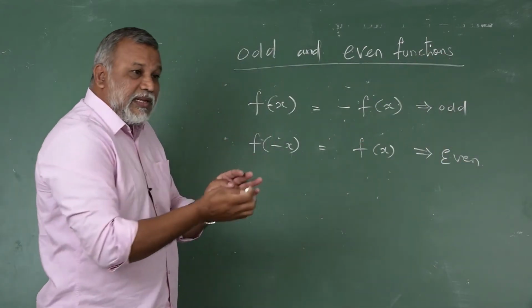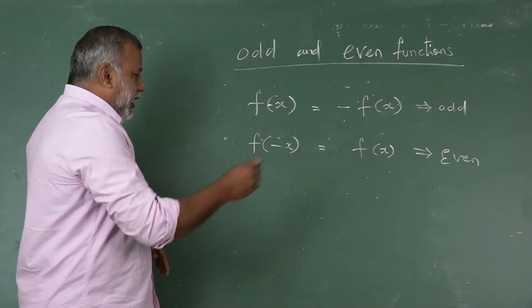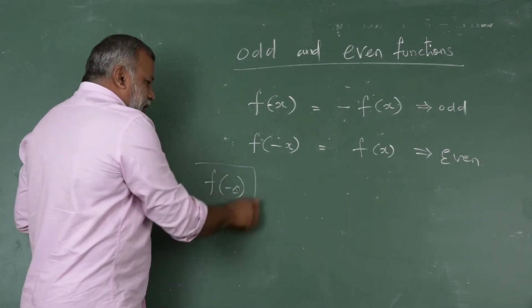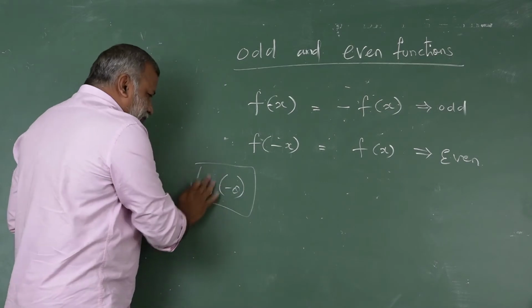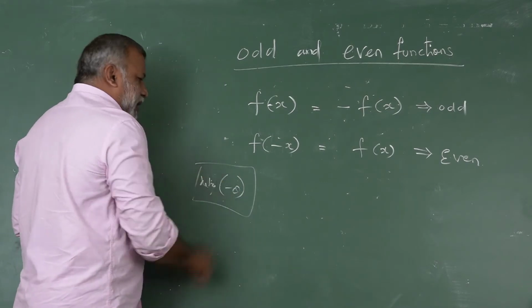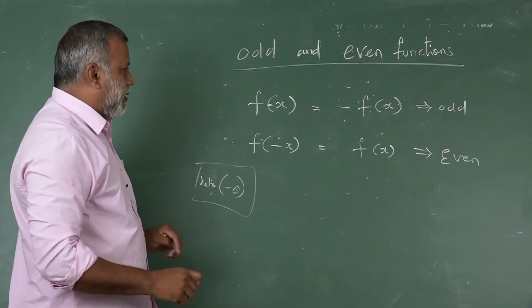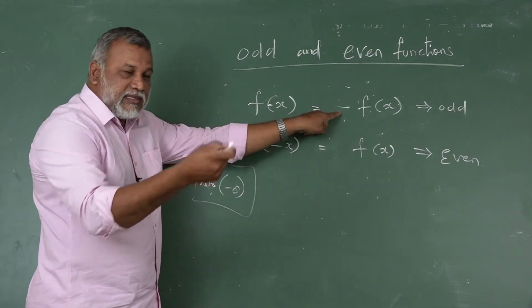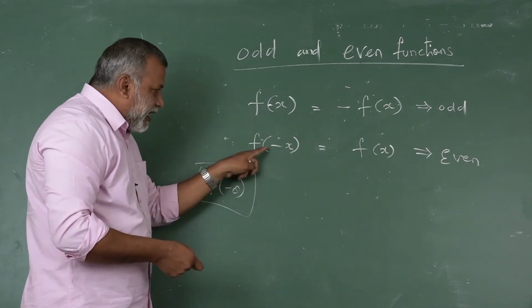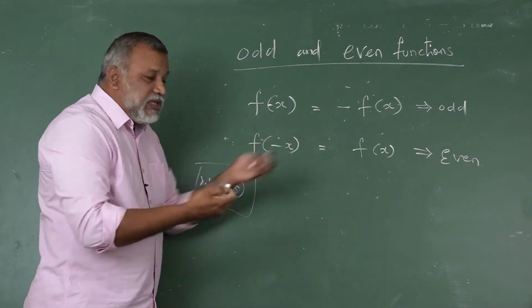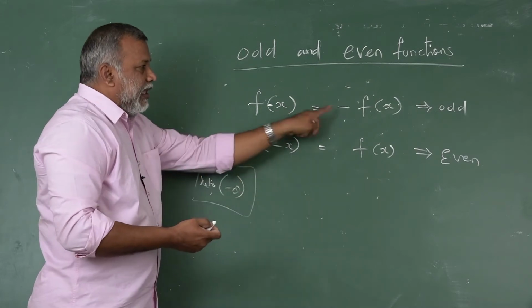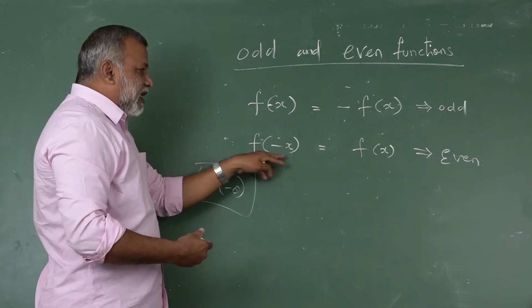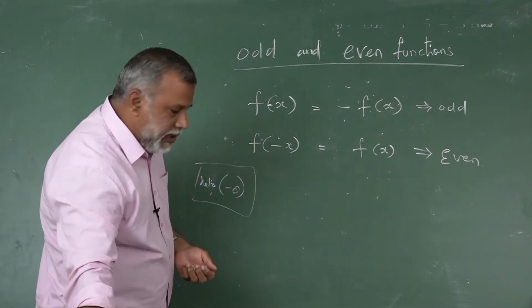We already discussed the same concept in ratios of minus theta. Consider the ratios of minus theta. We already discussed that f of minus x emits the negative. If a function emits the negative, it is called an odd function. If a function observes the negative, it is called an even function.